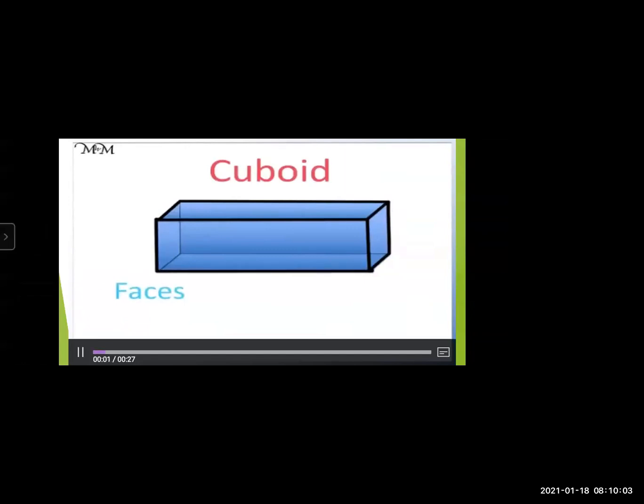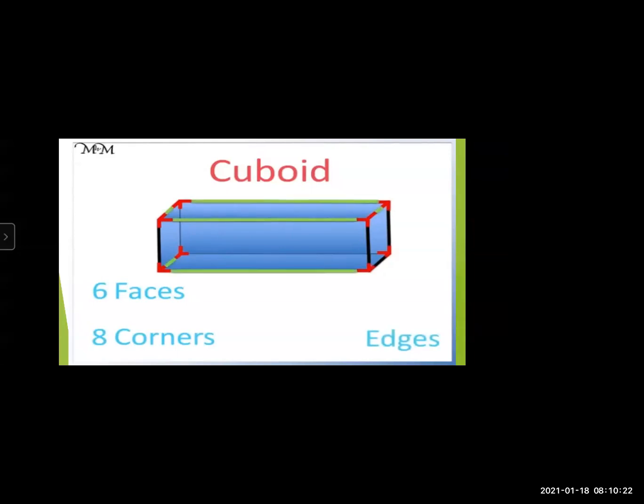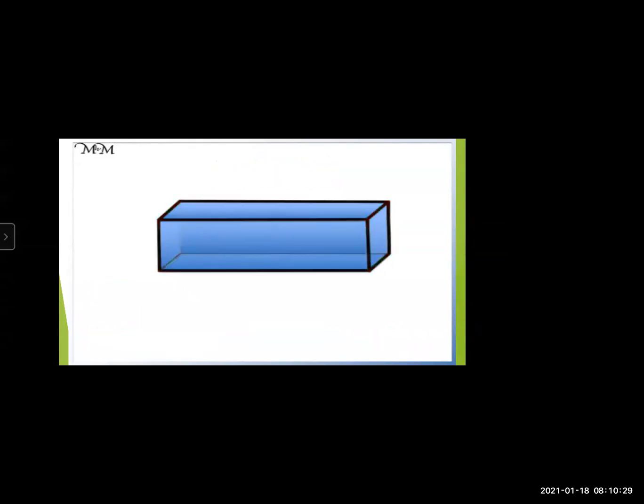See here. How many faces? 6 faces. Corners means vertices. Where the two sides meet each other, they are called vertices. And here we got 8 corners, 8 vertices. And the green color lines are edges, sides. How many sides does it have? It has 12 edges. Next.